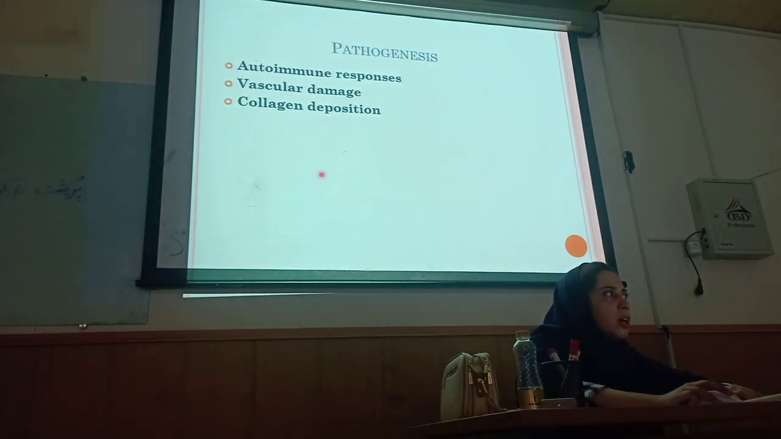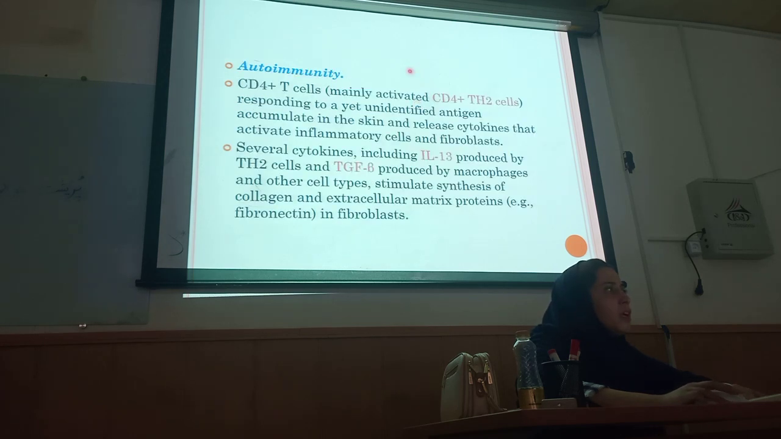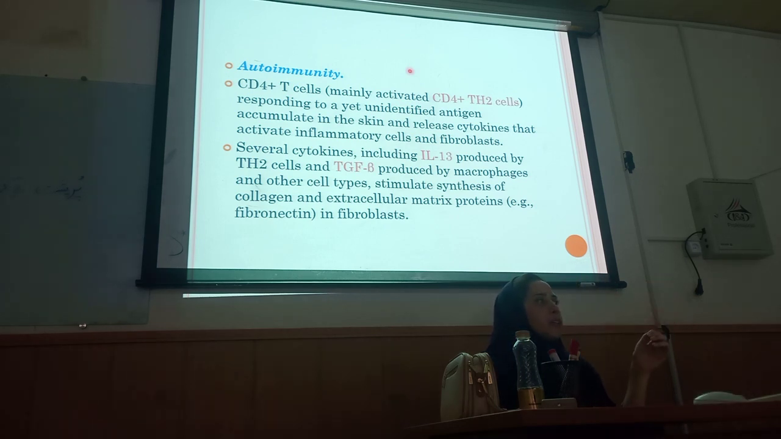The pathogenesis of systemic sclerosis is due to autoimmunity, vascular damage, and collagen deposition. About the autoimmunity, we have some CD4 positive T cells, which, it is said, respond to a yet unidentified antigen. So the environmental trigger has not been known yet. Anyway, we have CD4 positive T cells that accumulate in the skin and they release cytokines.